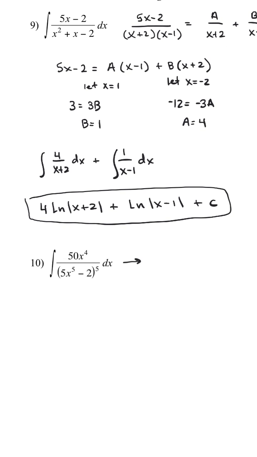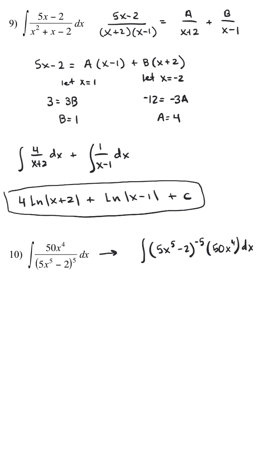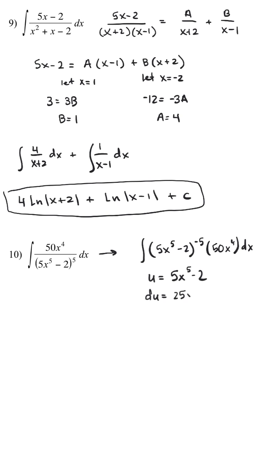For number 10, what I'd recommend is moving the term in the denominator up to the numerator and changing the exponent to negative 5. So this would be 5x to the 5th minus 2, to the negative 5th power, multiplied by 50x to the 4th dx. And then we could use u substitution and the general power rule. So if u is equal to the inside function 5x to the 5th minus 2, then du is 25x to the 4th dx. So we have x to the 4th dx, the 50 should be a 25.